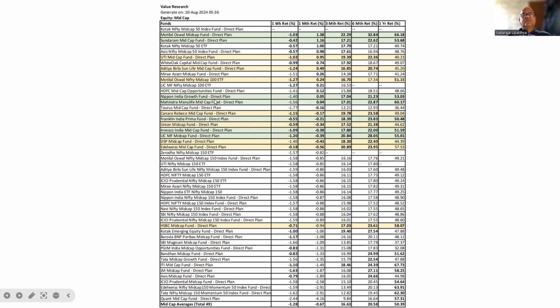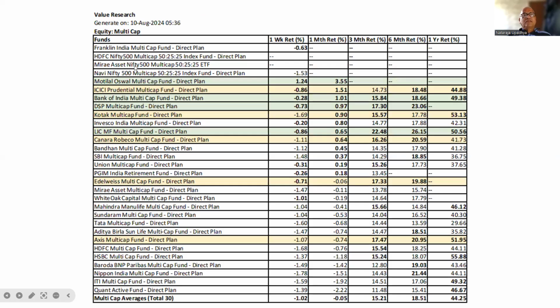So mid-cap funds are okay. See, they are not looking that bad. Next, we are discussing the multi-cap funds. There are totally 30 multi-cap funds. Very few made it to the green.